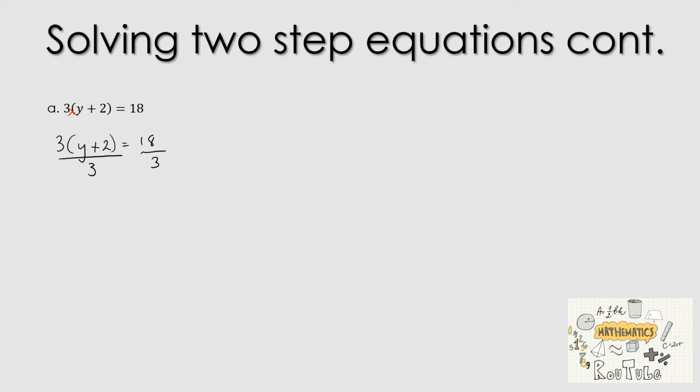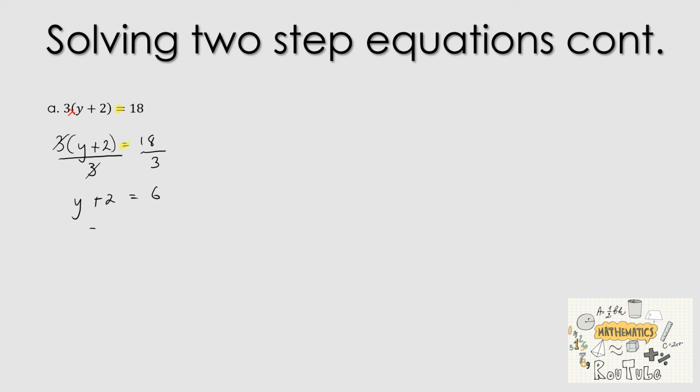Now on the left-hand side, I'll highlight these, we can cancel out our 3's, which is what we wanted. So now we're just left with y plus 2 on the left-hand side, and then we've now got 18 divided by 3 should be 6. And now we should be all okay from here because it's now just a one-step equation.